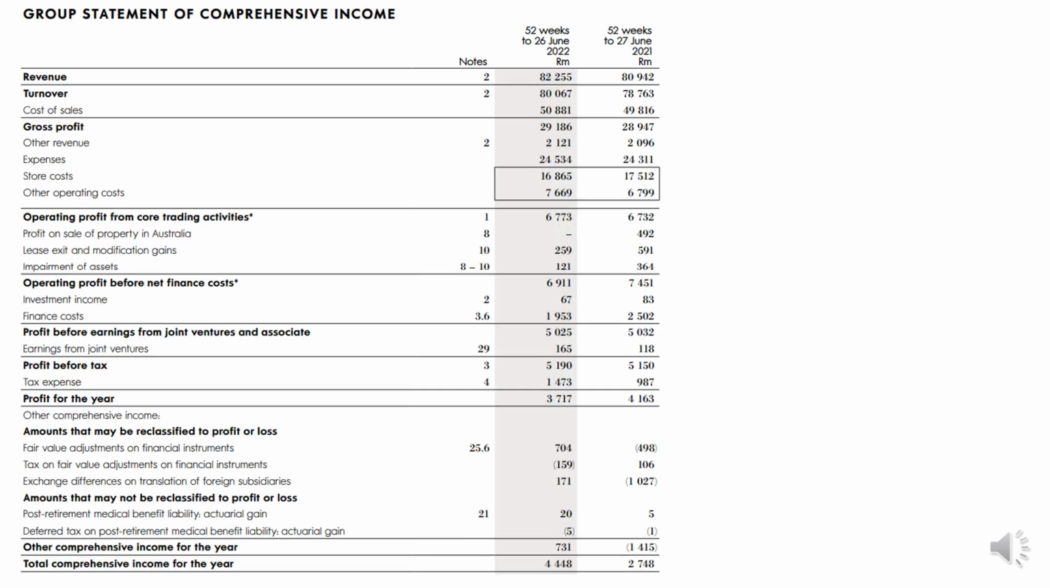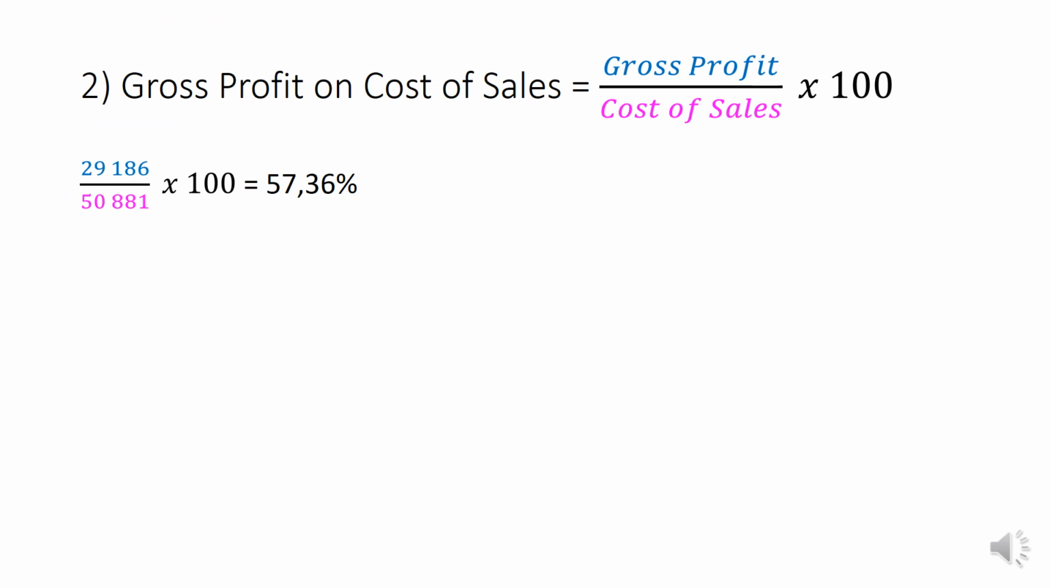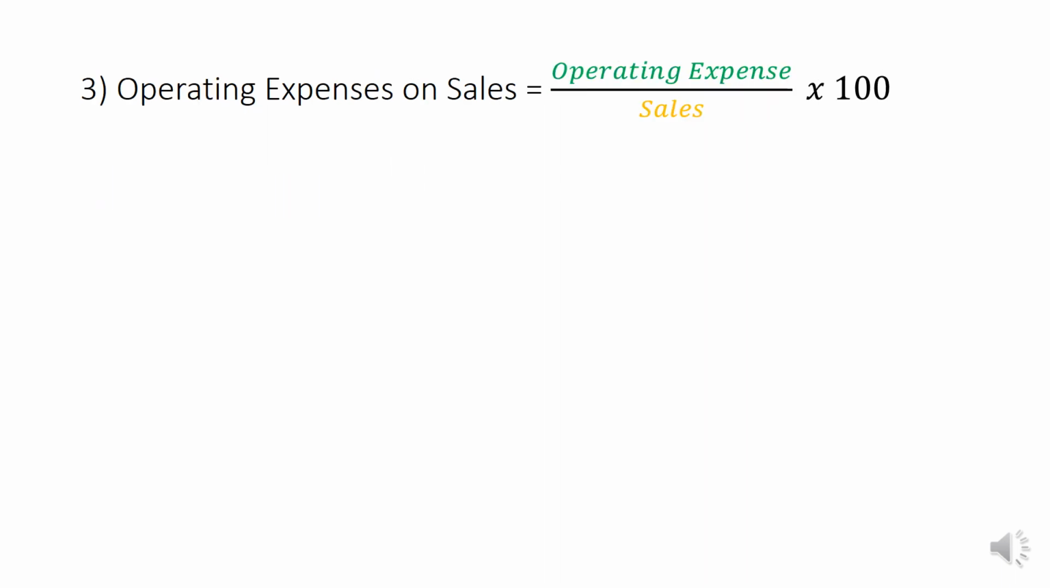Looking at our income statement or our statement of comprehensive income, we will be looking at our gross profit, which is in blue, and that is 29,186, and that will be our cost of sales in pink, that we will also use for our calculation, and that is 50,881. Looking at our calculation, we have gross profit over cost of sales, so that is 29,186 divided by 50,881 times 100, and that will give us 57.36, rounded off to 57%.